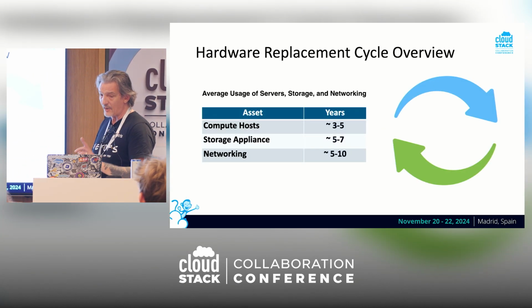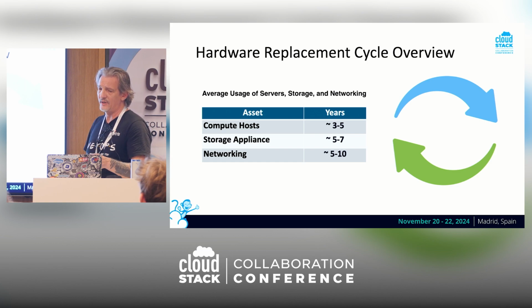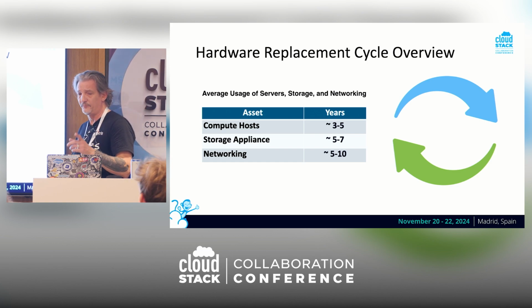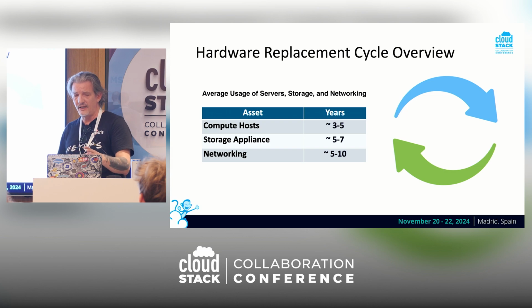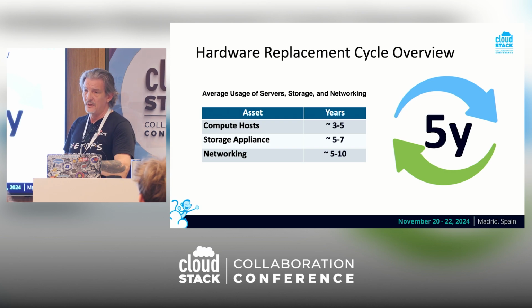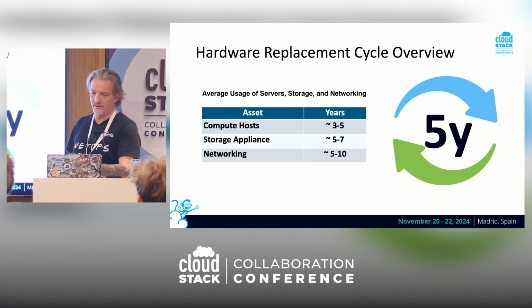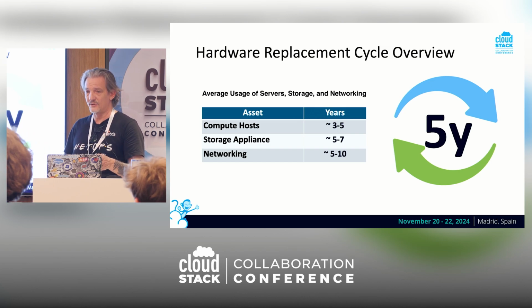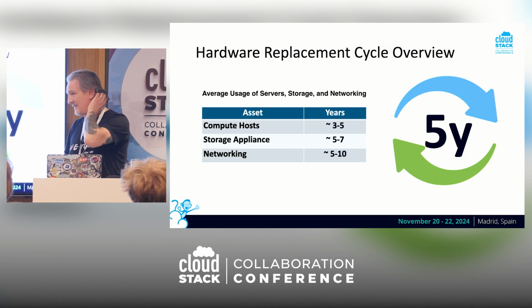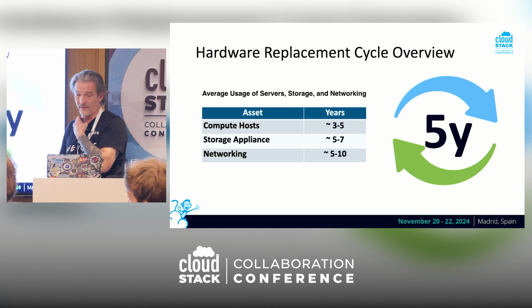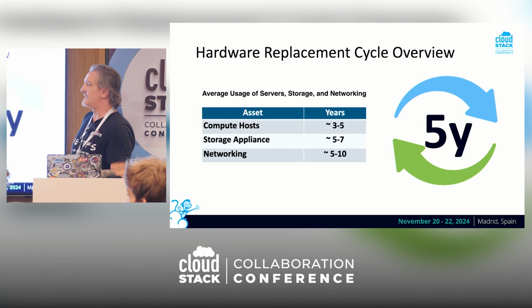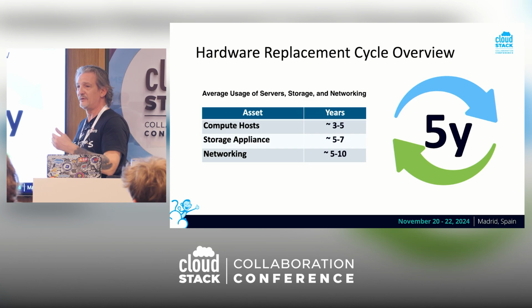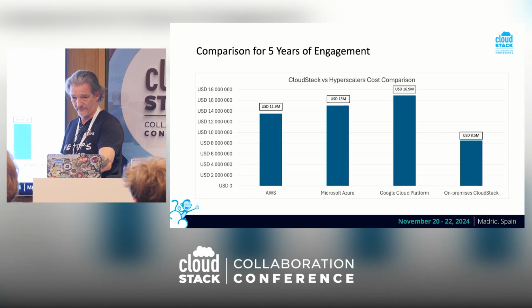Another variable I want to consider here is the hardware replacement cycle. Compute hosts last about 3 to 5 years, storage 5 to 7 years, and network 5 to 10. But let's consider a common number for all of these resources, about 5 years that this infrastructure can operate. It means that I don't need to make an upfront investment again to continue operating.